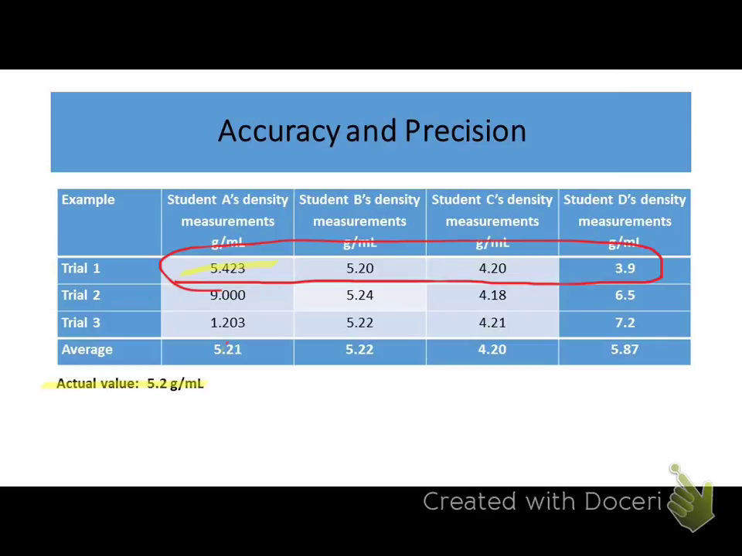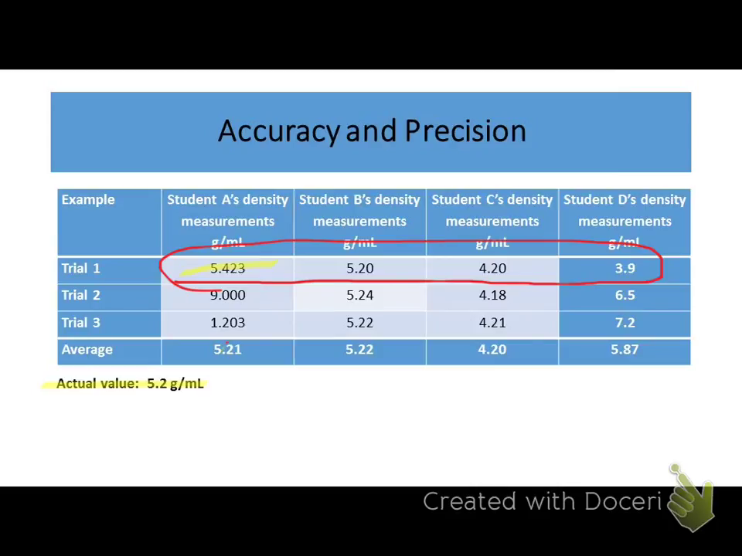Alright. So the question is, out of trial 1, which student, out of those single data points, is more accurate though? Well, student B would be, because its value is 5.20, so it's very close to the true value. Student A would be next, then C, and student D would be the least accurate in single data points.